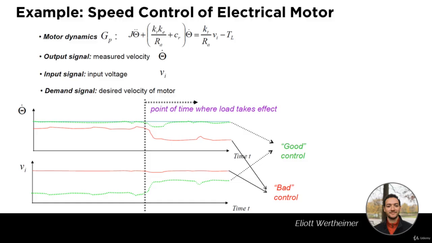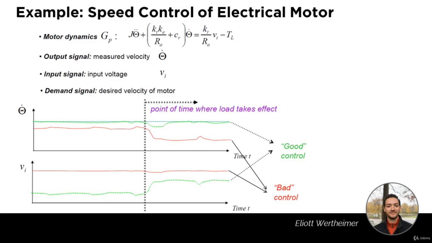At some point, there is an instability that comes in. The signal struggles a bit. And you can see this is at the point of time where load takes effect. That means that at this point, something is connected to the motor, so the motor has to actually rotate an extra load, which changes its dynamics a bit. In this case, the actual velocity goes down, but the control acts and it goes back up very close to the demand signal. You can see that little spike.